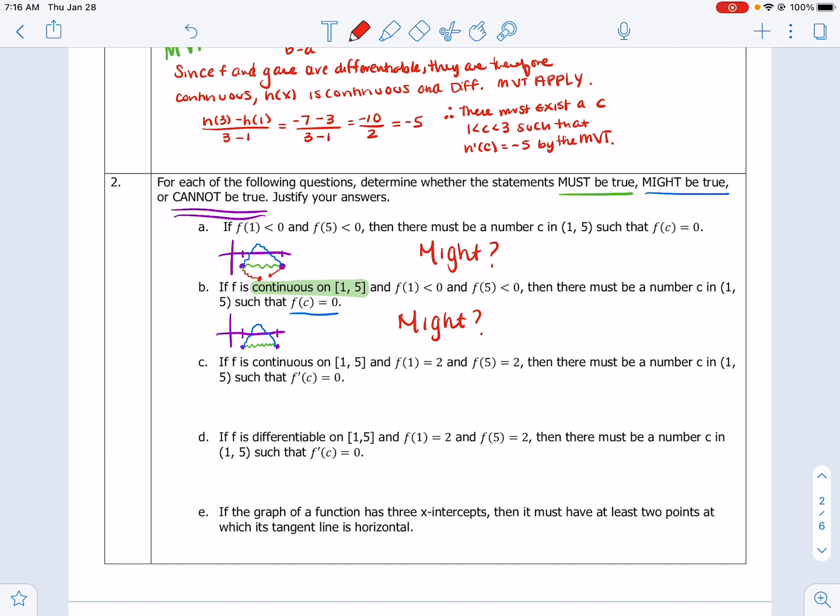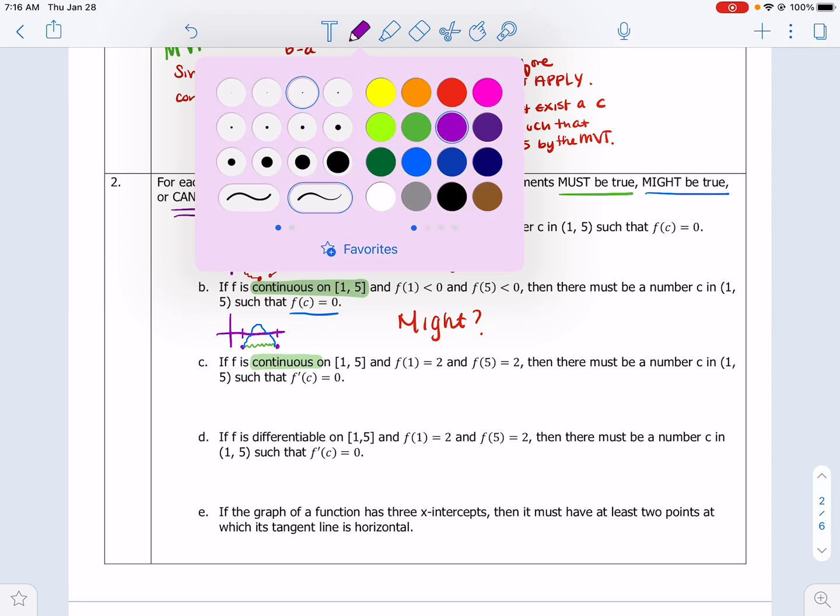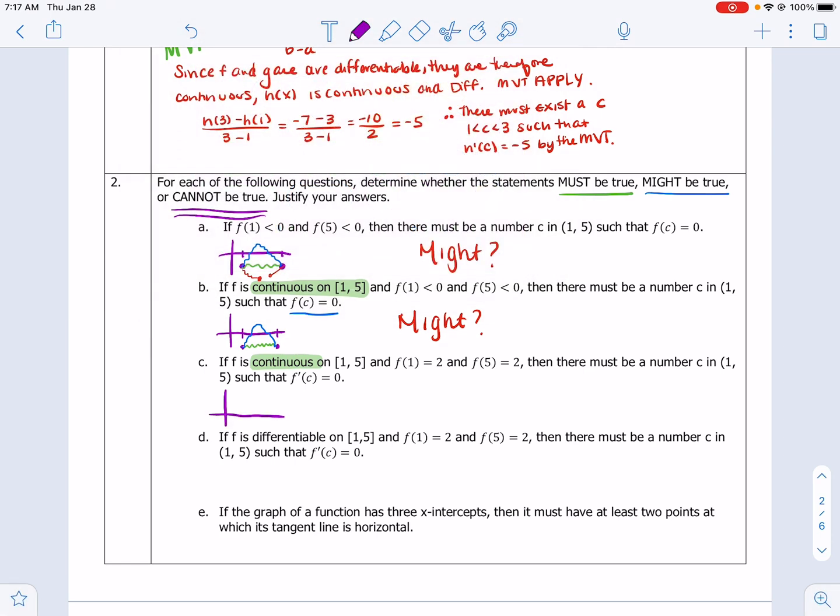Now let's take a look here, okay? It says if f is a continuous function. All right, we got another continuous function here, okay, on 1 through 5. And f of 1 is 2 and f of 5 is 2. Ooh, this is interesting, right? So f of 1 is 2. And we have f of 5 is 2. Then there must be a number C in between 1 and 5 such that f prime of C, ooh, the existence of a derivative, guys, f prime of C is equal to 0. Here we go. They're giving you values for f, and they're asking you, does f prime of C exist?